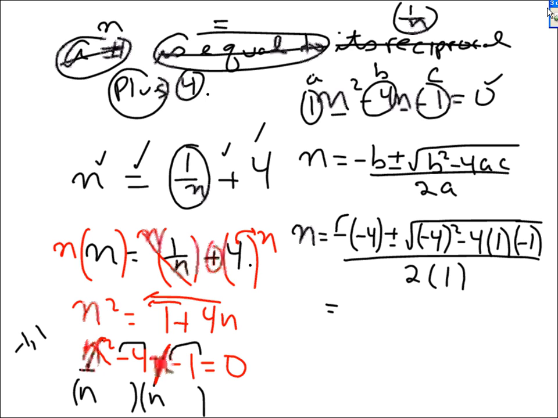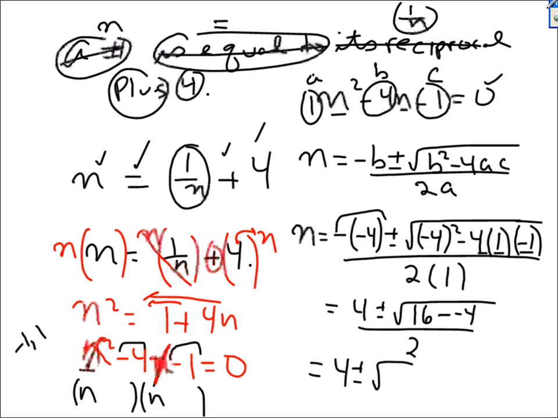negative 1. So negative negative 4 is 4, plus or minus the square root of 16, negative 4 squared is 16, and 4 times 1 times negative 1 is negative 4. So that's going to be 20 over 2. So we have 4 plus or minus the square root of 20. But the square root of 20 is the square root of 4 times the square root of 5, all over 2. So we get 4 plus or minus 2 radical 5 all over 2.